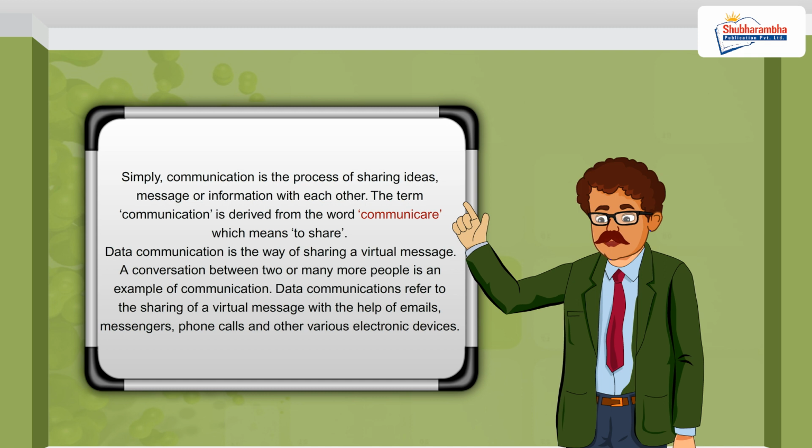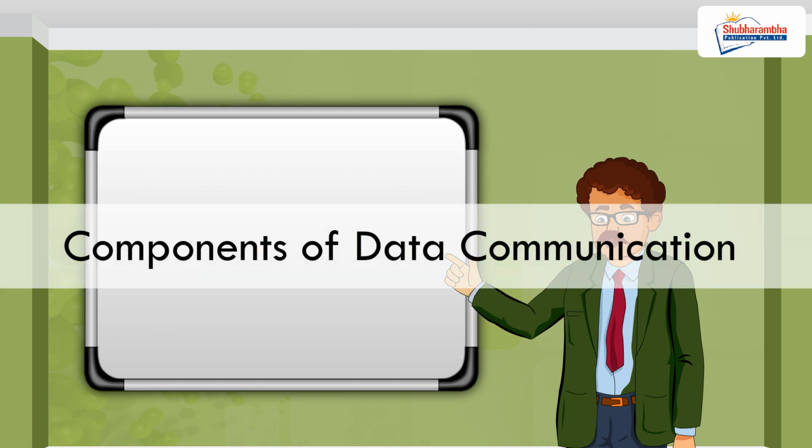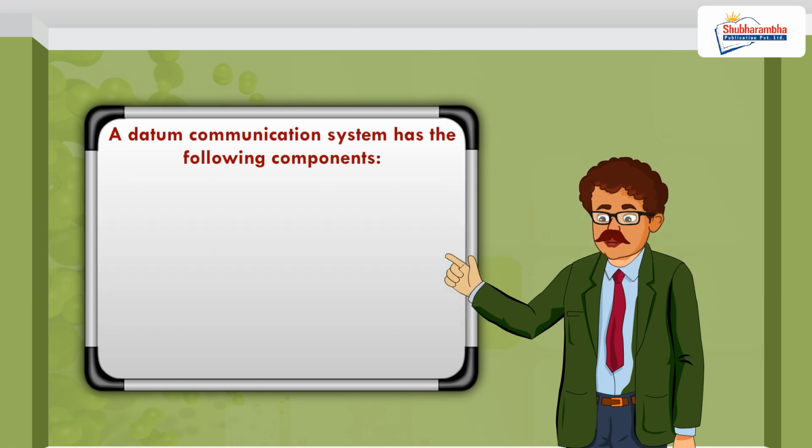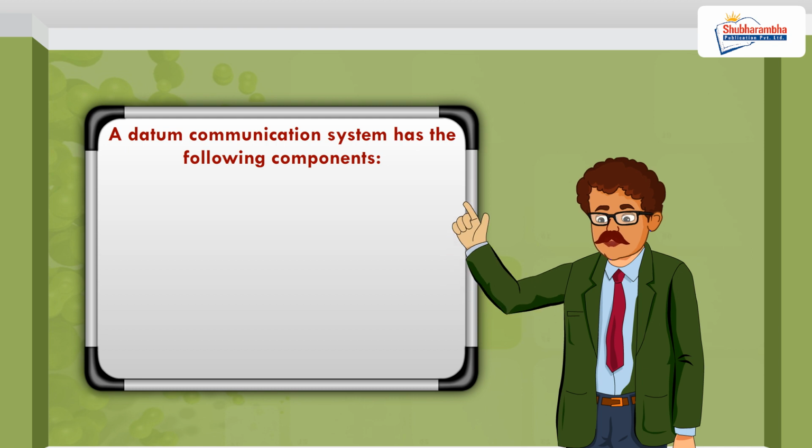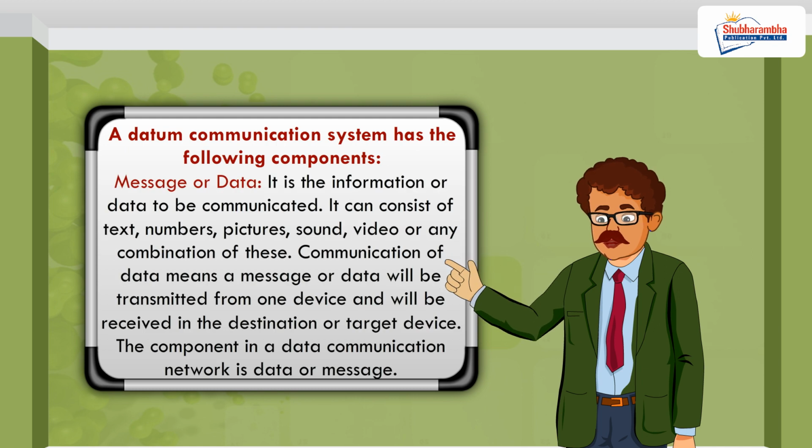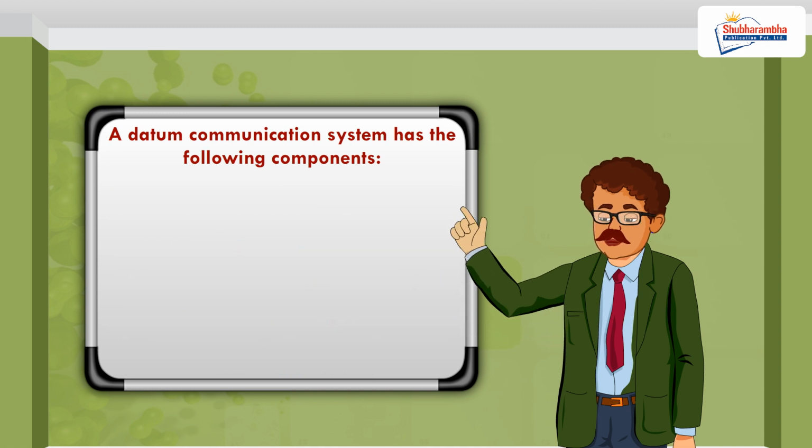various electronic devices. Components of data communication. A data communication system has the following components. Message or data: it is the information or data to be communicated. It can consist of text, numbers, pictures, sound, video or any combination of these. Communication of data means a message or data will be transmitted from one device and will be received in the destination or target device. The component in a data communication network is data or message.